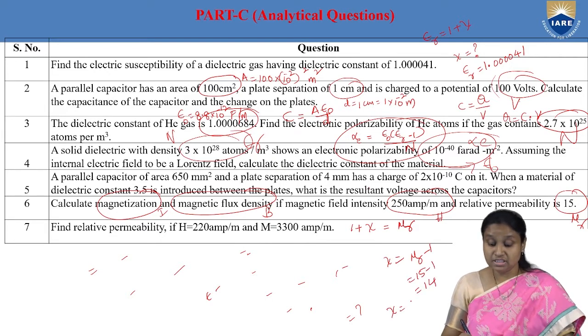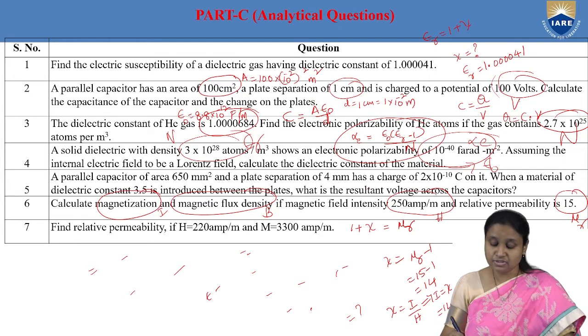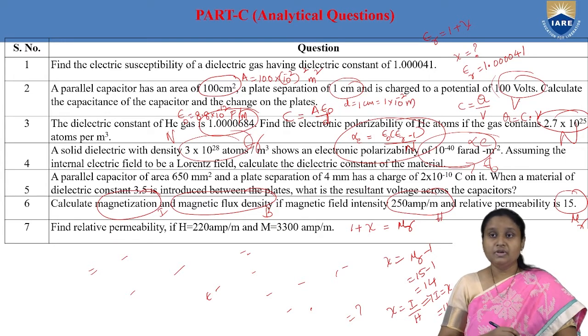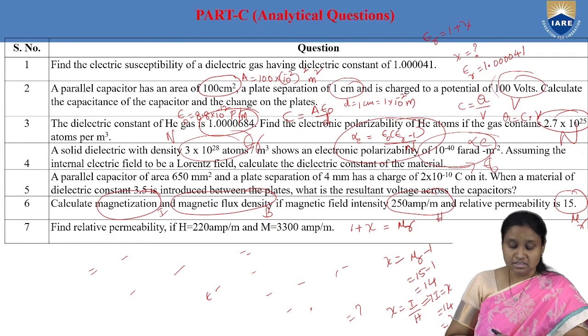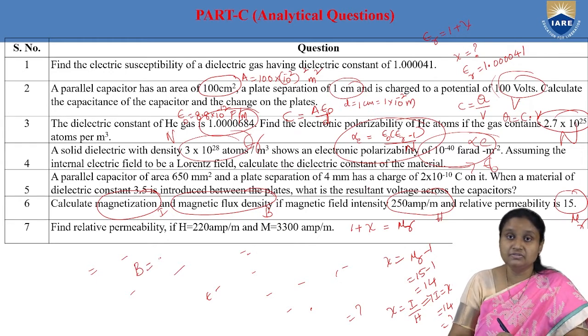But susceptibility is I by H. Now from this, what is I? I is susceptibility into H. Susceptibility we got as 14, and the H value is given as 250 ampere per meter. So we are going to get the intensity of magnetization. And once we get the intensity of magnetization, how can we find the magnetic flux density for this?